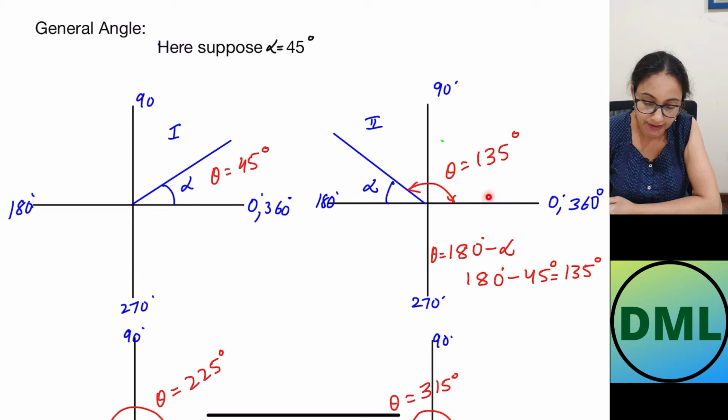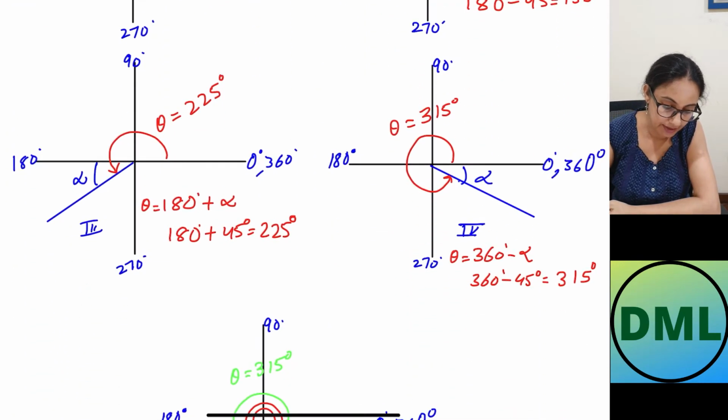Now if I take the second quadrant, this is my angle alpha here. Now I need to find out this angle theta. To get this angle theta, we know that theta plus alpha will equal 180 degree. So to get theta, I need to subtract alpha from 180 degree. So theta is given by 180 degree minus alpha. What is alpha? Alpha is 45 degree. So 180 degree minus 45 degree will give you 135 degree in the second quadrant. So my angle theta is given by 135 degree.